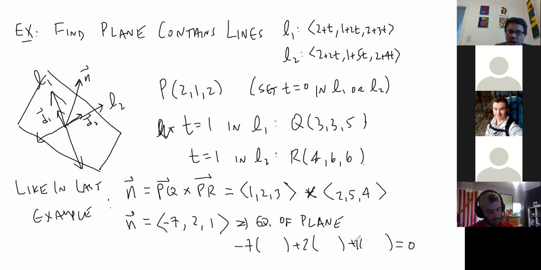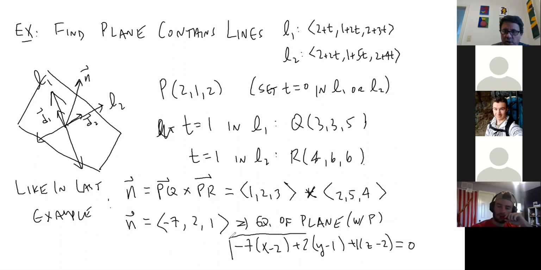And then what goes inside is x minus the x coordinate, y minus the y coordinate, z minus the z coordinate. And you can pick any point you want. If I use p, so we're starting with p, that would be x minus 2, y minus 1, and z minus 2 as well. So just take the x, y, and z coordinates and here's my equation.